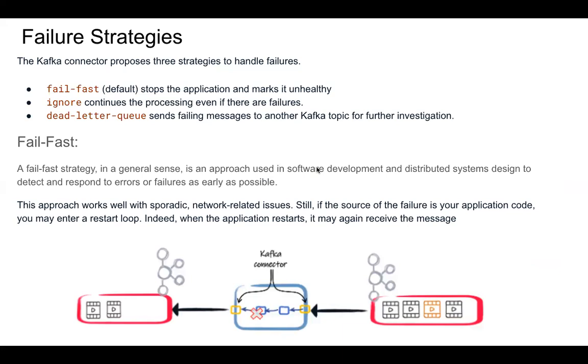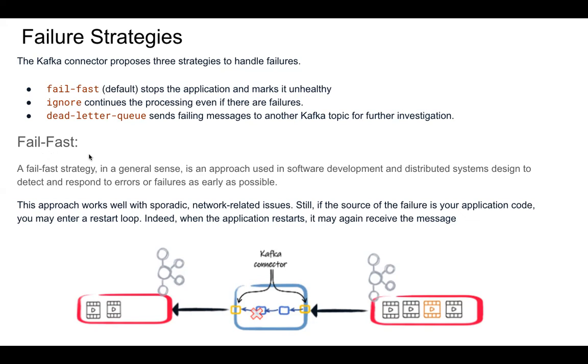Now, whenever an application is running, errors are bound to happen. How you handle them is called failure strategies. Like a producer may send a message, but for some reason, maybe the network has issues, the machine is down, or any other issues, the message did not get delivered. So every application should have some failure handling strategies defined. Kafka has 3 strategies: fail fast, ignore, and dead letter queue.